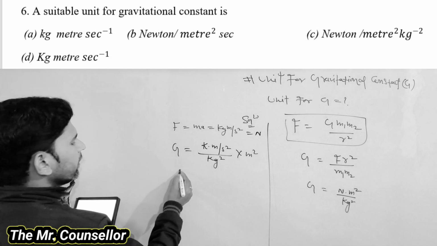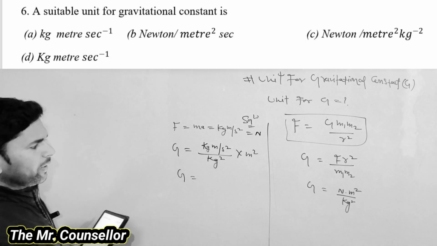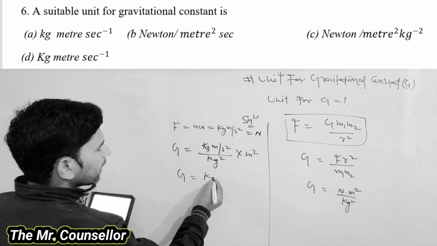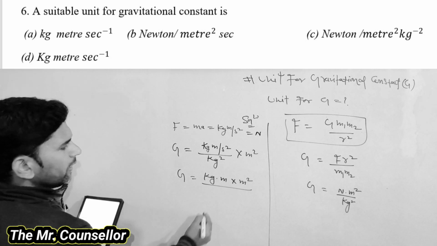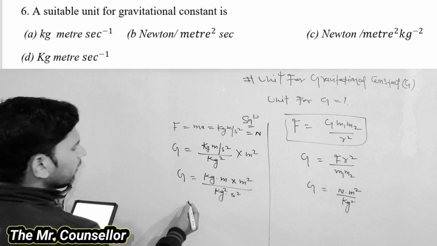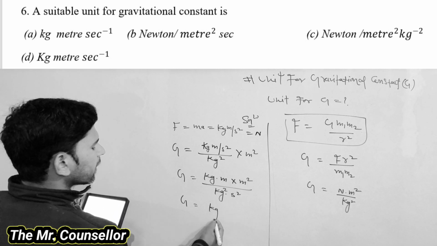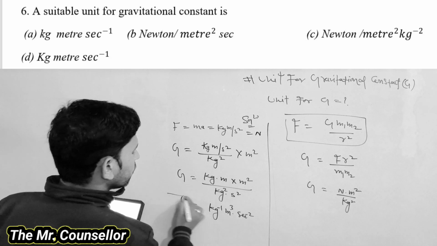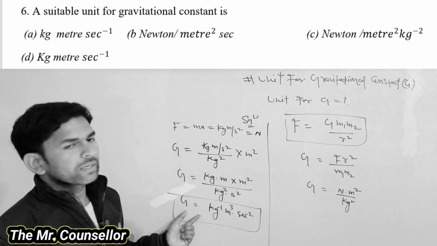Now you can make some arrangement. Kg here means kg, no issues. So G is equal to kg into meter square divided by kg square into second square. Kg square will come upside, so kg inverse, and here will be meter cube, and here will be second minus 2. So this is the unit of gravitational constant capital G.